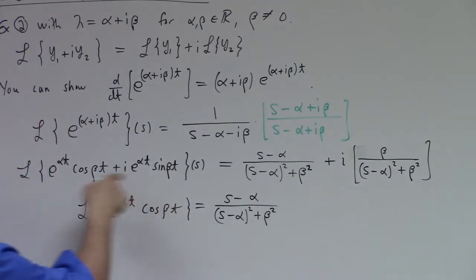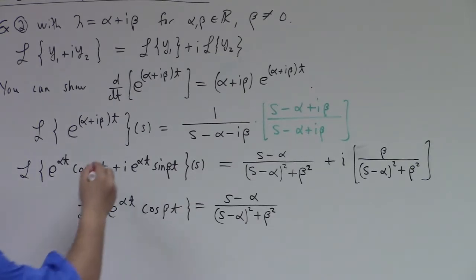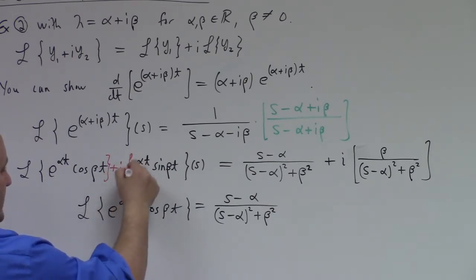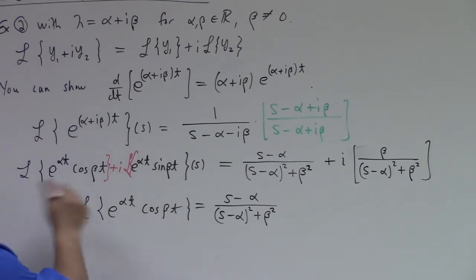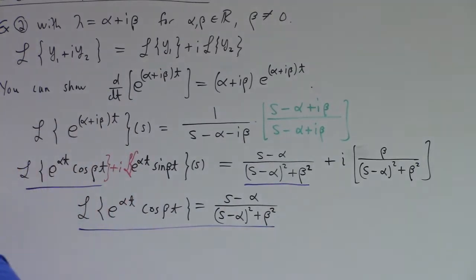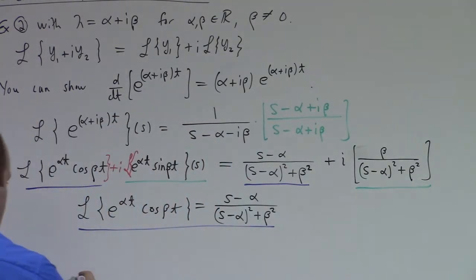Because again, I can break this up, right? There's one more step I haven't written down. Well, let me do it in red in the step above. Basically, I'm saying that's the Laplace transform of this plus i times the Laplace transform of that, right? And then the real part has to match the real part, which I'll underline in purple, and then the imaginary part must match the imaginary part, which I'll underline in green.